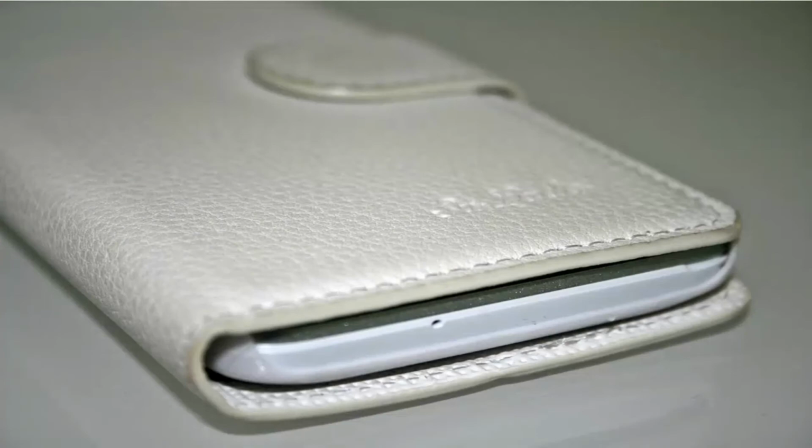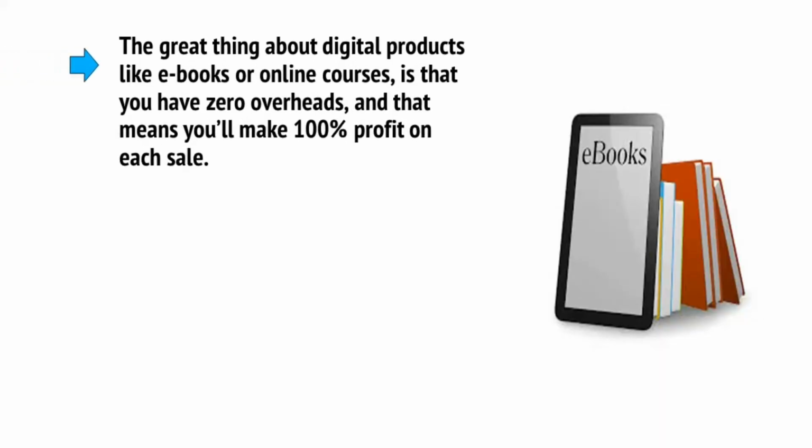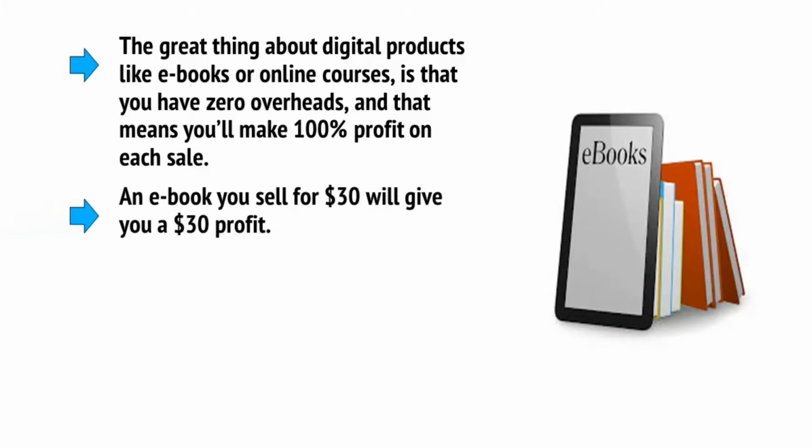Now, let's say that you sell phone cases. This will mean paying for the materials, the manufacturing, the delivery, and the storage. Then you have to subtract these overheads from the amount you charge for each item. What you're left with is your profit margin. The great thing about digital products like ebooks or online courses, which is what a lot of website owners sell, is that you have zero overheads, and that means you'll be making 100% profit on each sale. An ebook that you sell for $30 will give you a $30 profit.